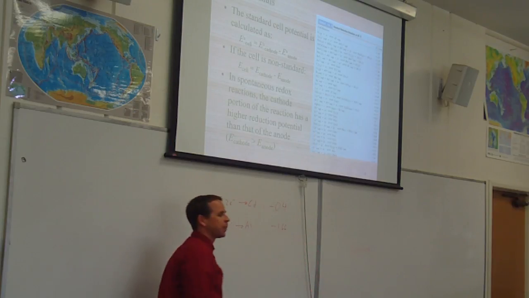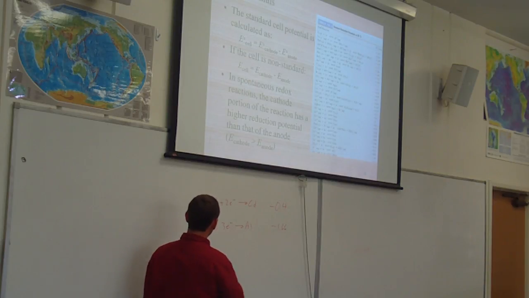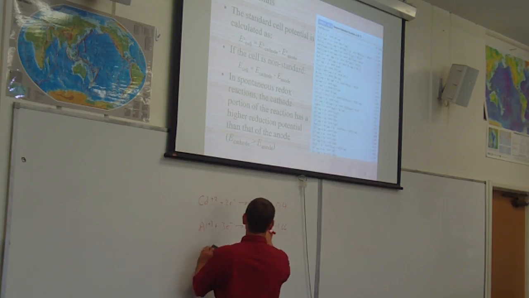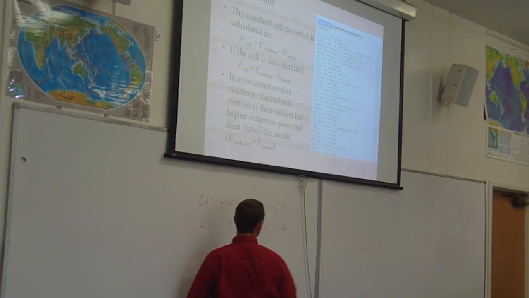Okay. So then, if we want this reaction to be positive, which one of these do we want to flip? The aluminum. So if we flip the aluminum, make that positive. Now you can just add these two together, and that will be the resulting voltage that we can get out of this cell. All right?